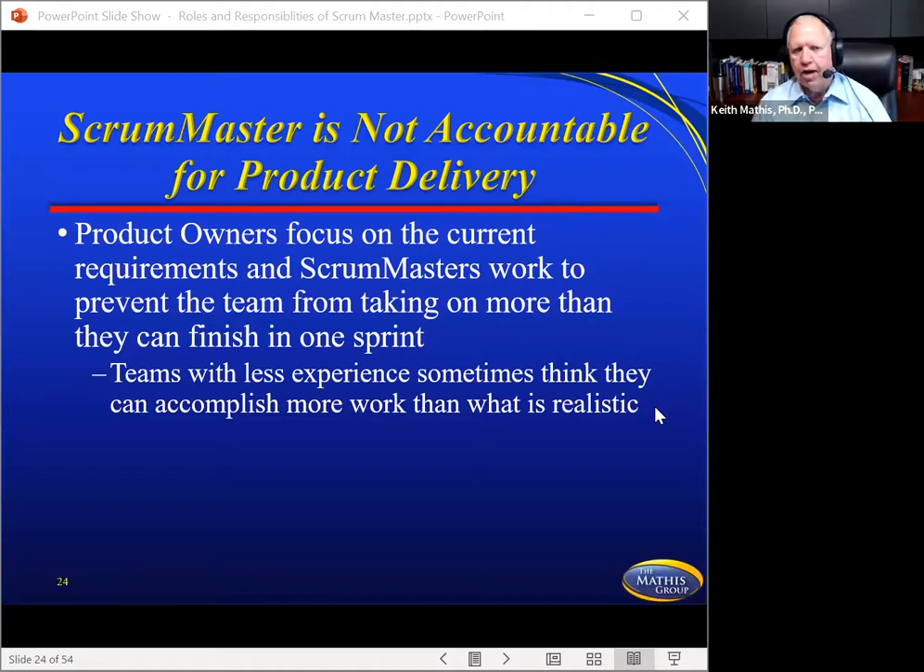So the Scrum Master is not accountable for product delivery. And sometimes that's the piece that gets on their shoulders by making them the project manager or making a project manager a Scrum Master. They think this is them. It's not really them. The output of the product is on the team. The output of the product is on the product owner for ranking the order of features or the user stories or story points, whatever they're ranking for the team to work on. So product owners focus on the current requirements. Scrum Masters work to prevent the team from taking on more than they can finish in a sprint.